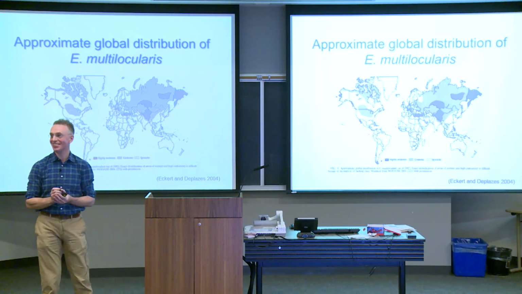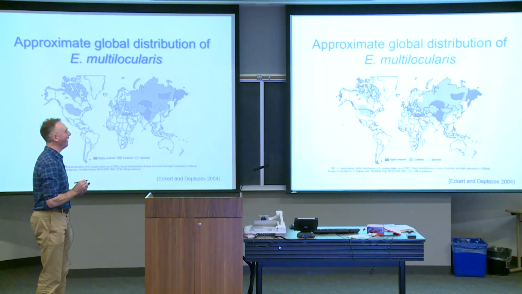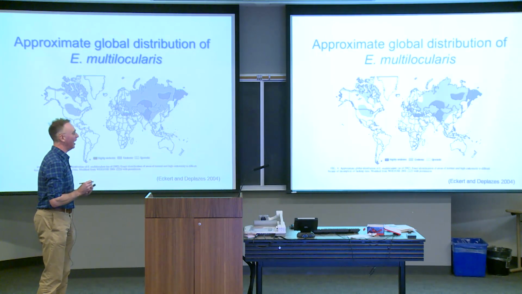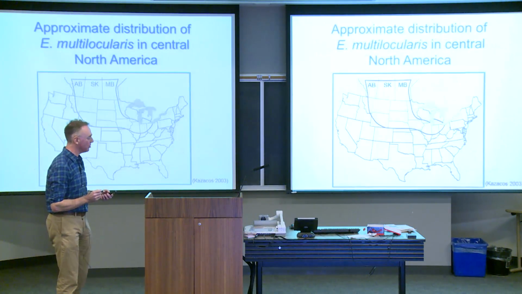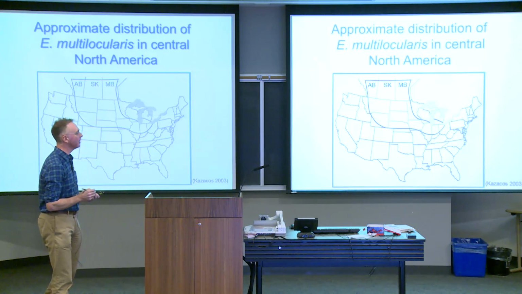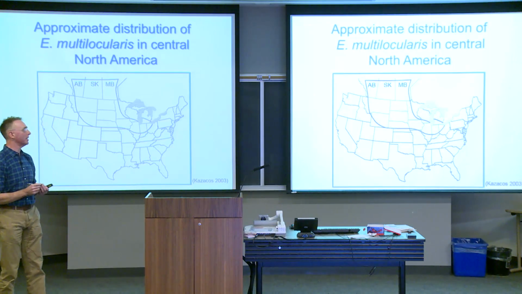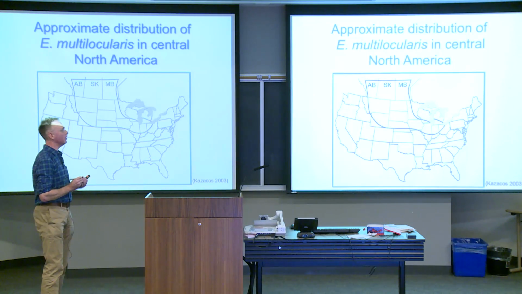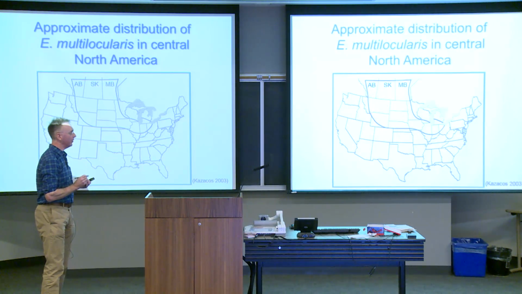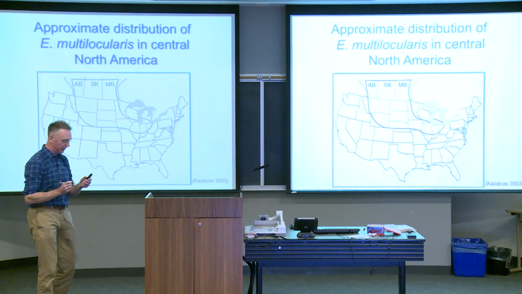A recognized teaching strategy. And the other distribution is this area in the central part of North America here, which I'm going to show you in a little bit more detail here. It's been known for a good few decades that this parasite occurs in wildlife in the southern portions in Canada only of Alberta, Saskatchewan, and Manitoba, and then in 13 contiguous states in the US.